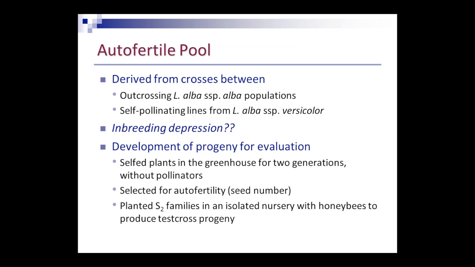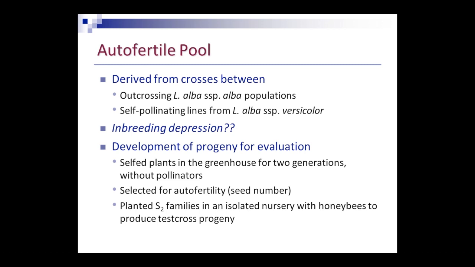So this particular population I was working with was derived from some crosses to the subspecies versicolor, some self-pollinating lines that had been identified from there. The big question in my mind was whether we would get some inbreeding depression if we did succeed in increasing the autofertility. That's an open question. We know that we get inbreeding depression in subspecies alba, but we're not so sure about the versicolor.